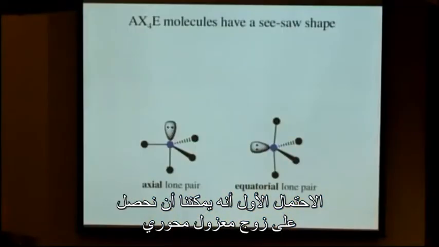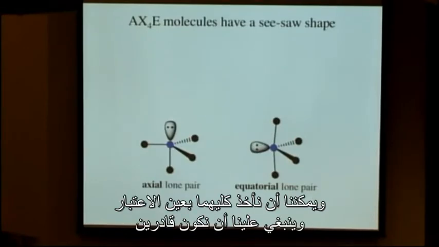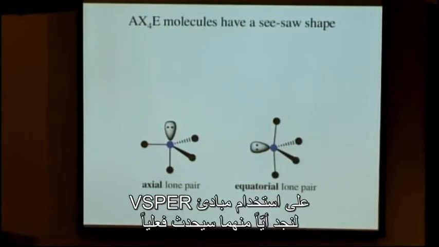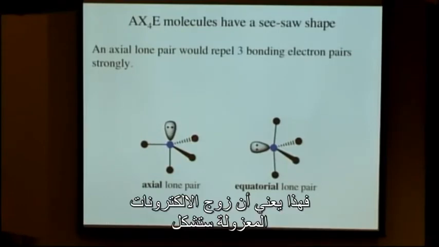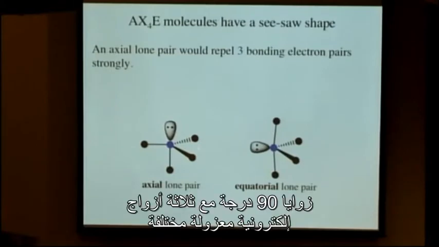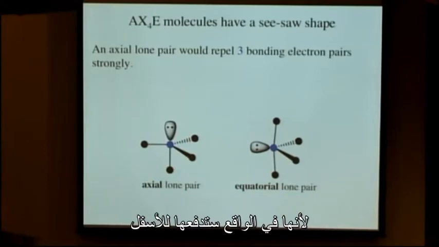The first is the idea that we could have an axial lone pair, and the second is the possibility that we could have an equatorial lone pair. We could consider both, and we should be able to use our VSEPR principles to think about which one is actually going to happen. If we have an axial lone pair here, these lone pair electrons are going to be within 90 degrees of three different lone pairs. Actually, we'll see later it will be more than 90 because they're going to push them down.